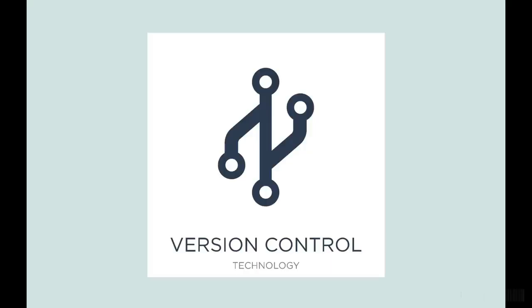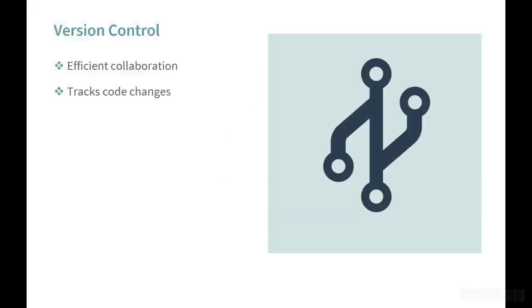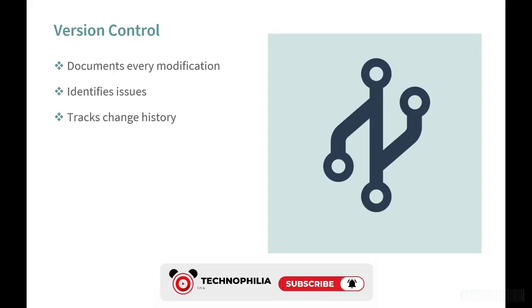In the world of software development, managing and maintaining code is as crucial as writing it. Version control is essential for software development as it allows multiple developers to collaborate efficiently, tracking and managing changes to the codebase over time. It ensures that every modification is documented, enabling easier identification and resolution of issues, and providing a history of changes for future reference and audits.